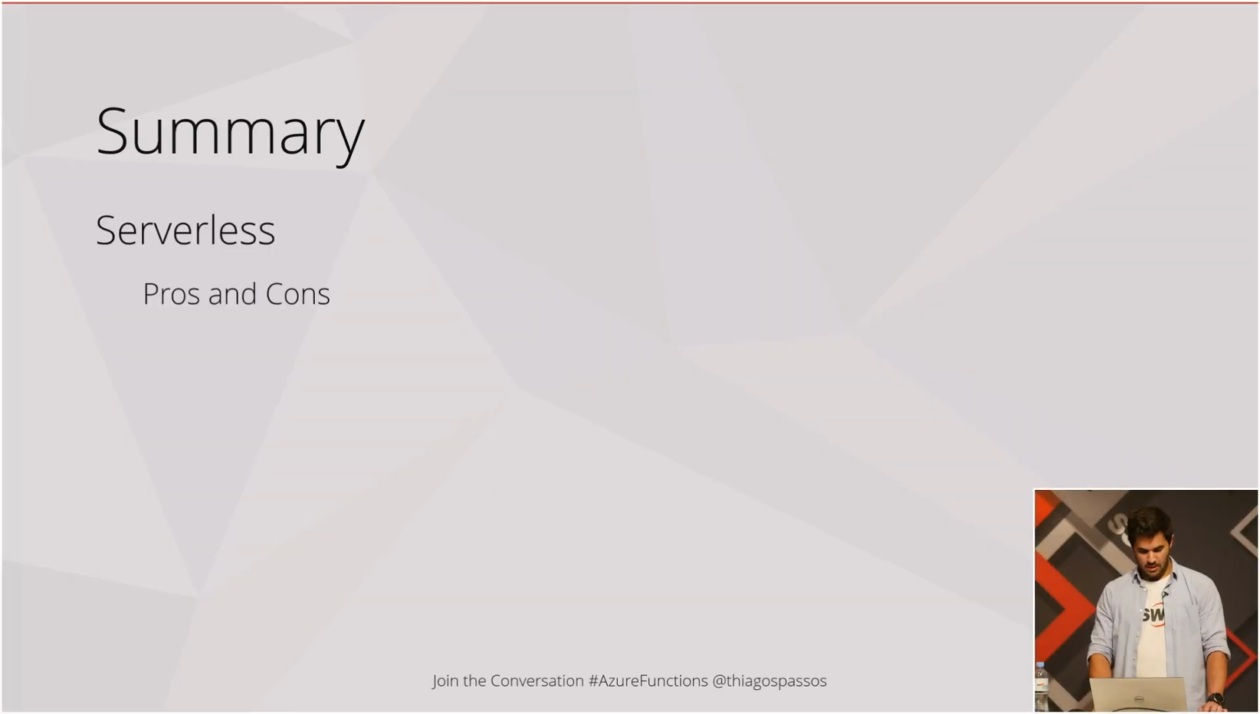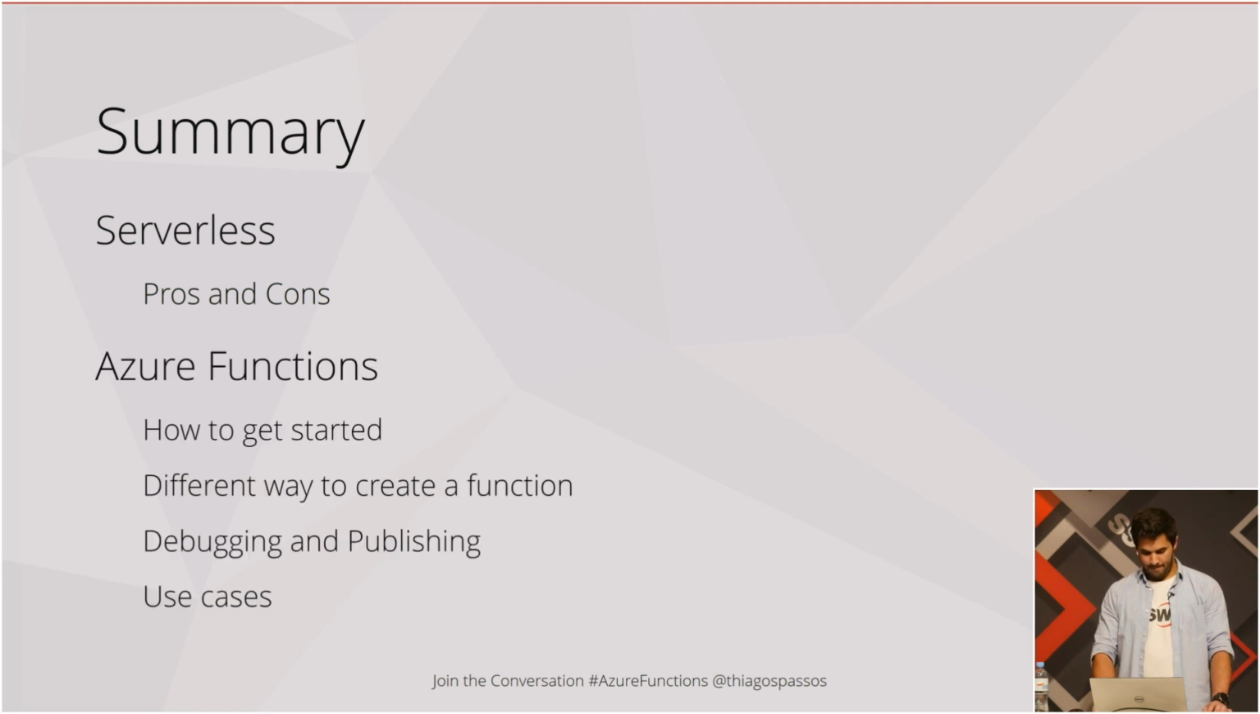So in summary, we had a look at serverless, a bit of the pros and cons of serverless. And we had a look at Azure Functions. So I showed you how to get started, different ways to create a function using either the portal or the CLI or core tools, how they call it right now. Debugging with Visual Studio. You can debug with VS Code, but only JavaScript for now. And I showed you different methods to publish your function, and also some use cases that I covered today.